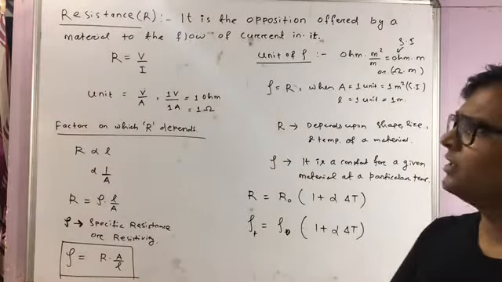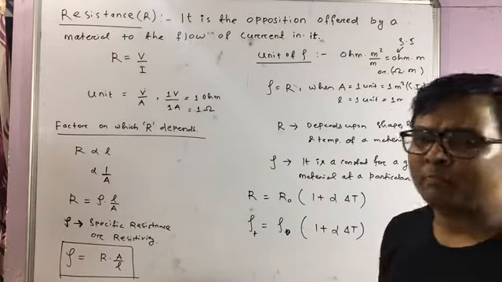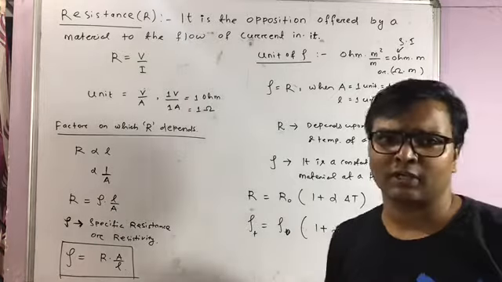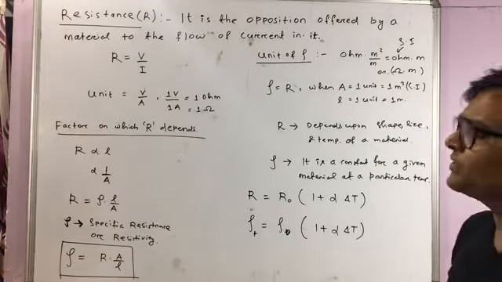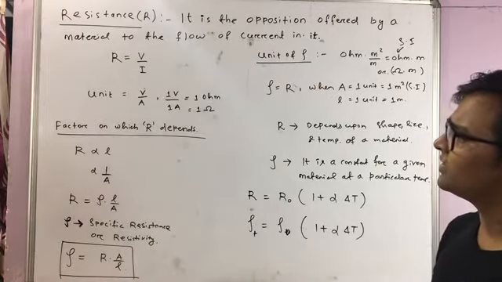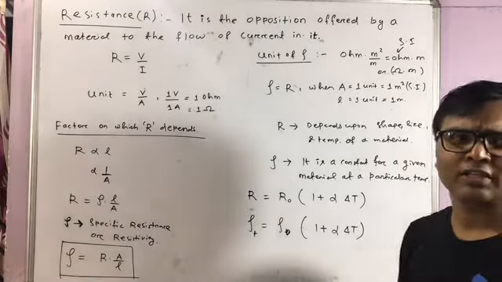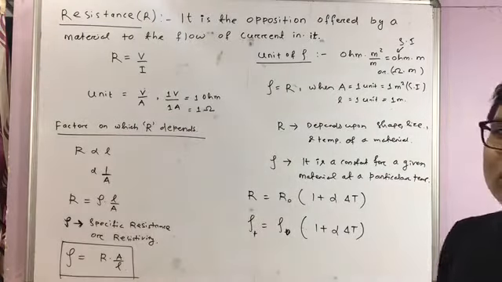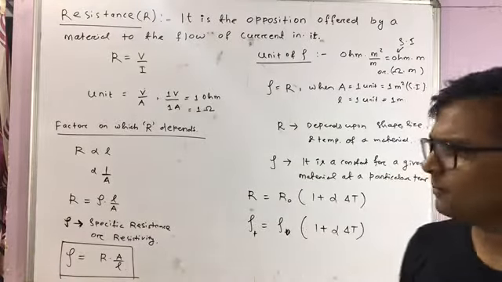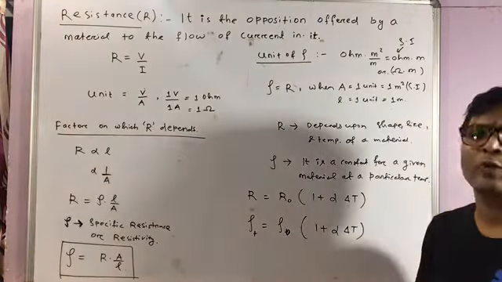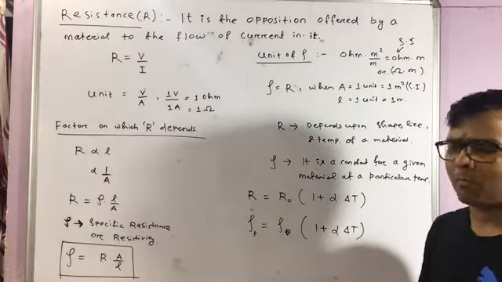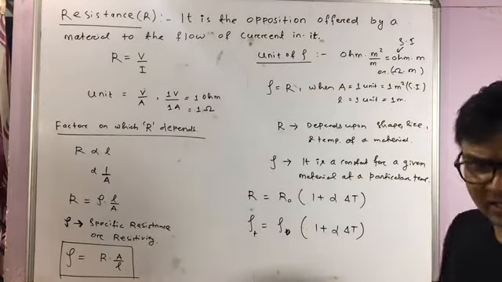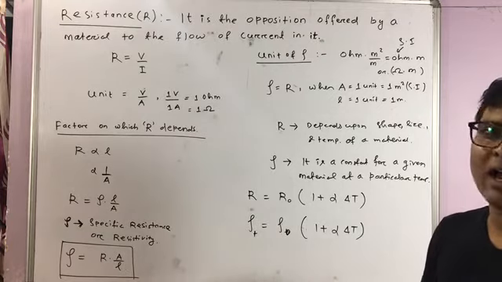Good evening, students. Today's topic is resistance of a conductor. So let us understand what is the concept of resistance. It is actually the opposition offered by a material to the flow of electric current through it. So let me explain from where that opposition is coming from. Let us consider a simple, let's say, iron bar.